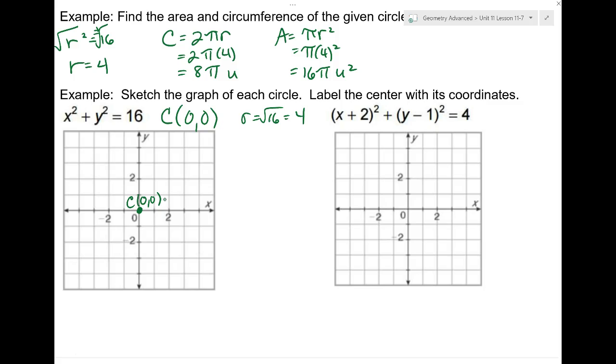So here's the easiest way. It's kind of like a dance move, okay? You're going to go to the right 4. You're going to go to the left 4, right? You're going to go up 4. And down 4. And then you're going to connect it, making it look like a what? Circle.